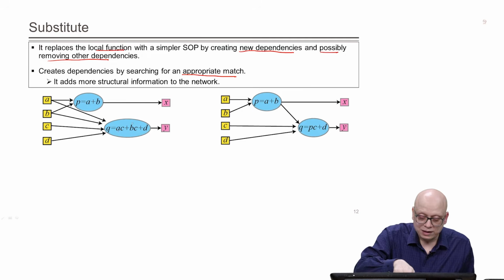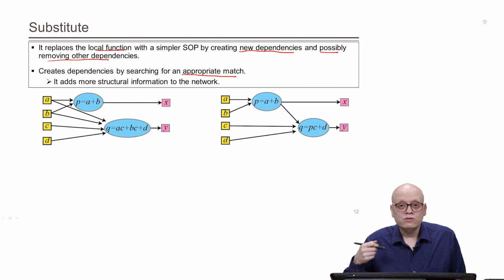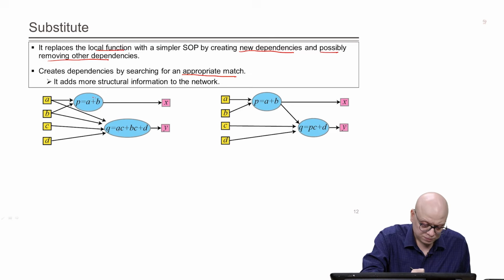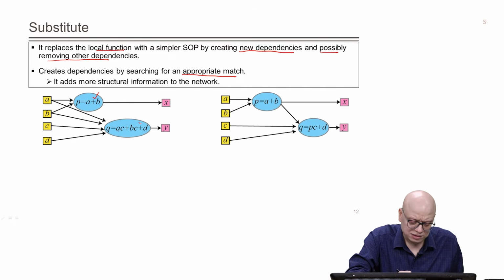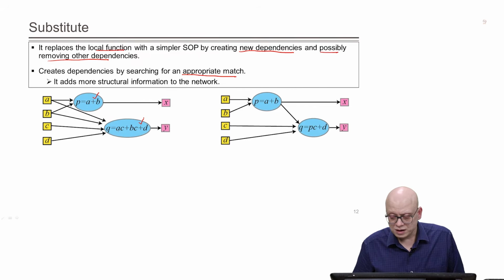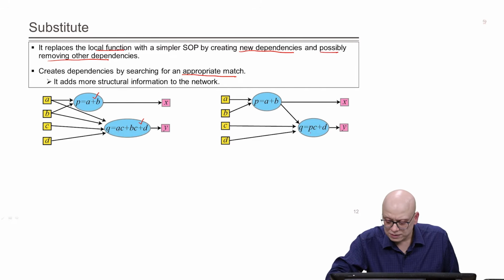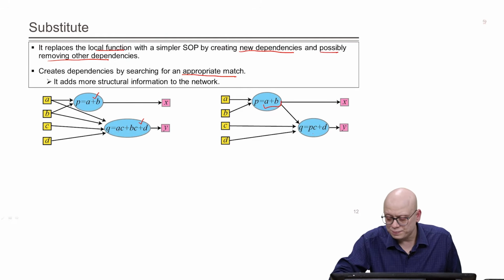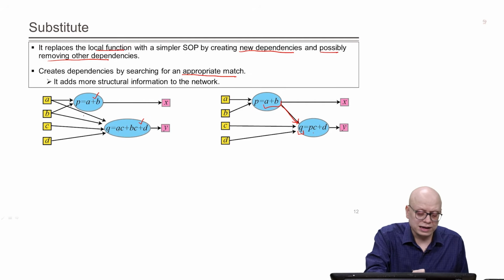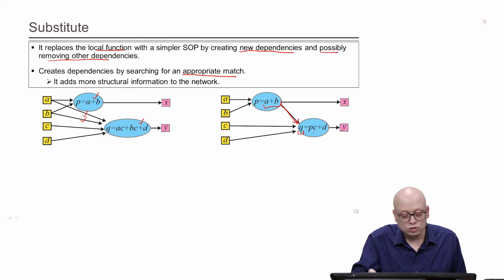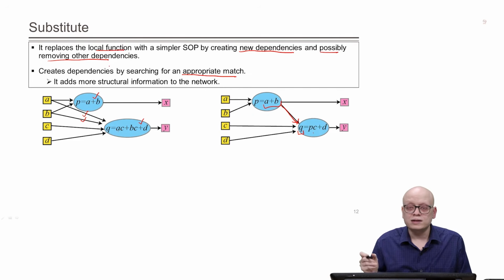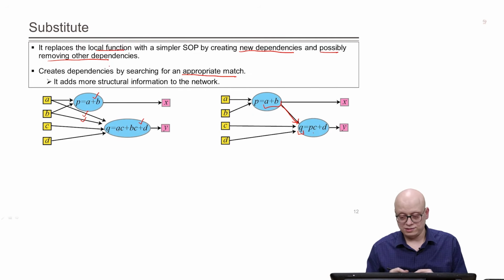So we need to somehow figure out that P is contained in this local function Q, and if that is found, then we replace the corresponding local function with P and create a new dependency. Once we create the new dependency, this function Q does not depend on A and B, as it did earlier, and therefore those dependencies will be removed. So that is what we meant by possibly removing other dependencies and creating new dependencies.